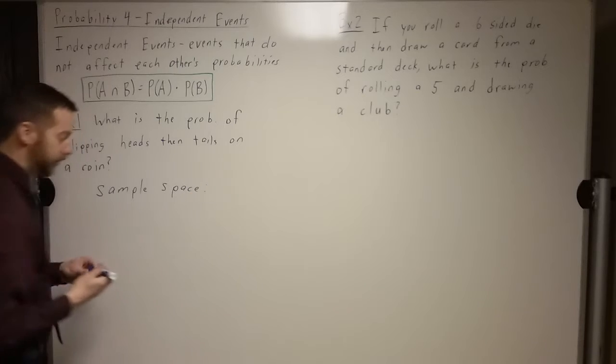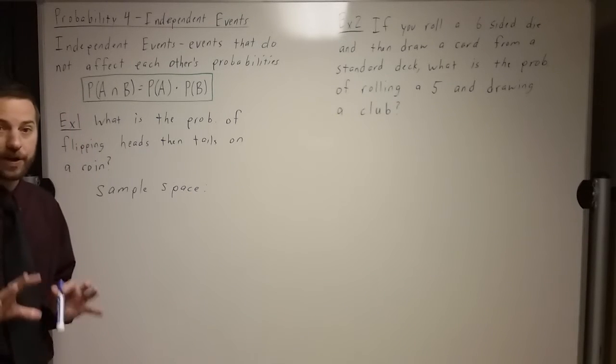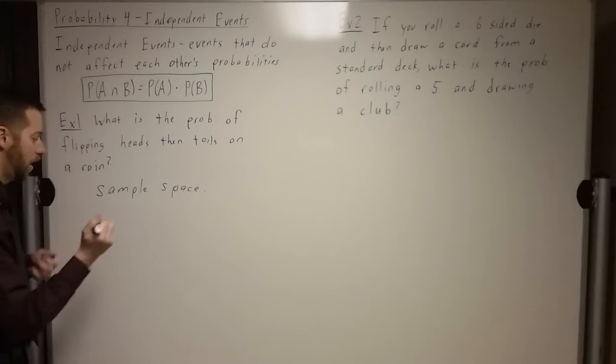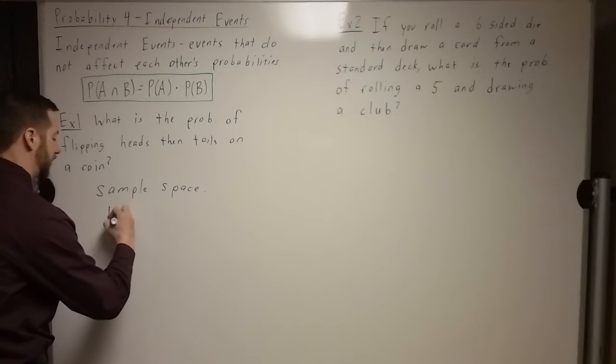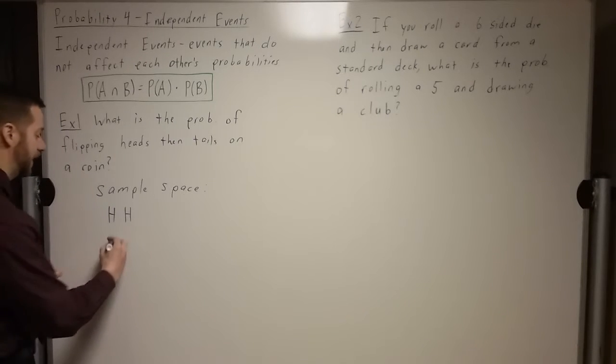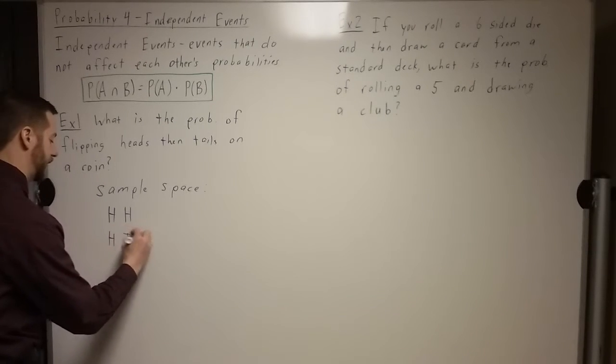Now remember, a sample space is just listing all the possible things that could happen here. So here's what could happen. We're flipping a coin, then flipping a coin again. We could end up getting heads the first time, heads the second time. We could end up getting heads the first time, tails the second time.